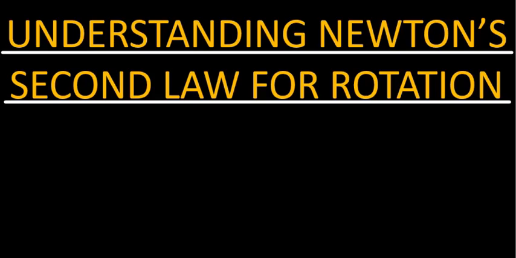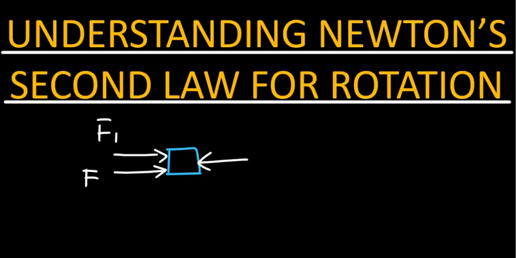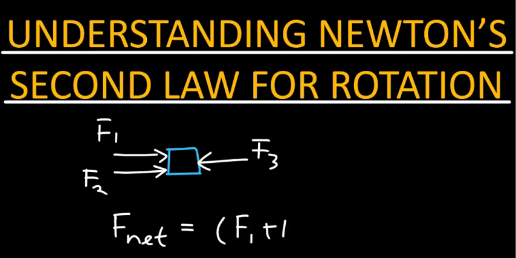In today's video, we shall take a closer look at Newton's second law for rotation. We know that in the case of linear motion, if you have an object that is being acted upon by a few forces, say 3 of them, so you have F1 and F2 acting to the right, and F3 is trying to push that object to the left. We know in this case the net force is given by F1 plus F2 minus F3.